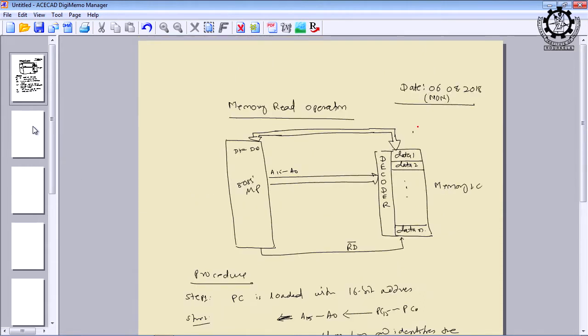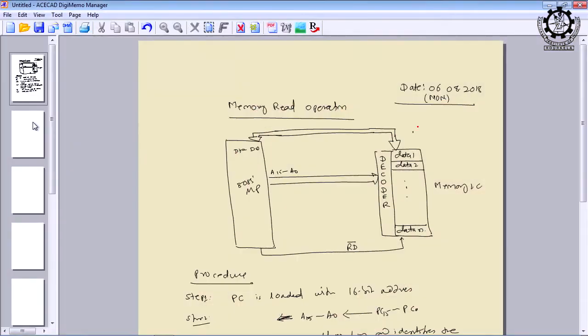So, let us make it clear what the steps are to be carried out for a memory read operation. You know that memory read operation means the data will be transferred from memory to microprocessor. Memory write operation means the data will be transferred from microprocessor to memory, right. And what is input read operation?